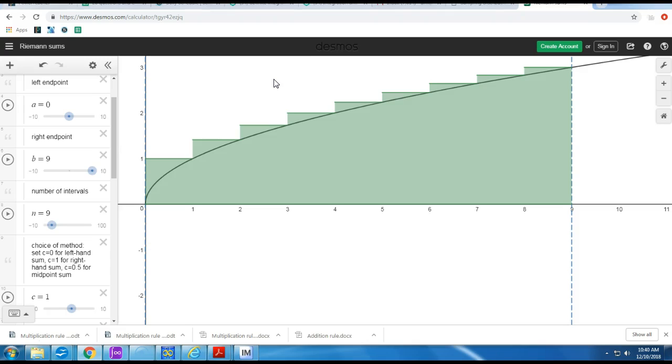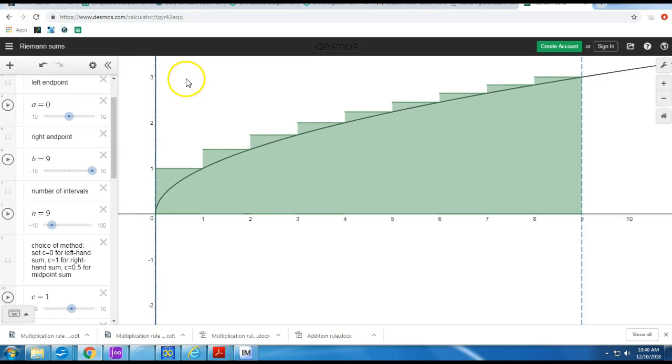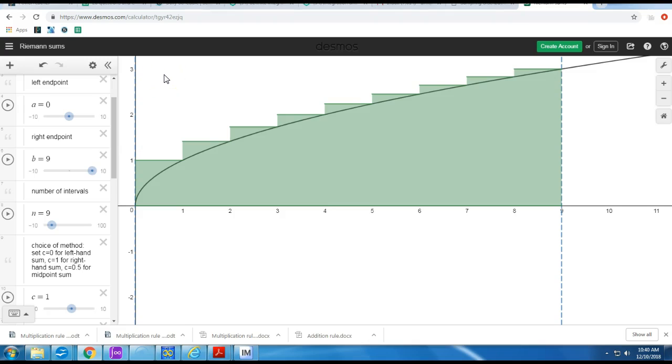Okay. This graph is y equals the square root of x. So what is being demonstrated here? We're going from 0 to 9, and we have 9 rectangles. Would this be a right-hand sum or a left-hand sum? Right-hand rectangles or left-hand? It'd be right.